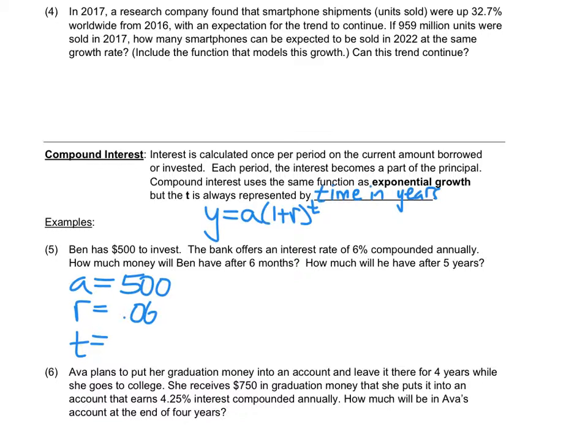So y equals, and they're asking us about 6 months and 5 years, so sorry about that. If time is in years, what is 6 months really? 0.5 years. So we need 0.5 and 5 years, so 2 calculations. They didn't ask us to write the function, but I would actually write the function in terms of time. Y equals 500 times 1.06 to the t, because again, the 1 plus 0.06 is the same as 1.06.